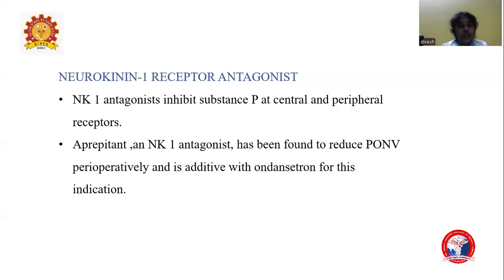Another group of drugs is the neurokinin 1 receptor antagonists. The neurokinin 1 receptor antagonist acts by inhibiting substance P at the central and peripheral receptors. The drug we use among the NK1 receptor antagonists is aprepitant, which has been found to reduce post-op nausea and vomiting perioperatively, and it's additive with ondansetron for this indication. So aprepitant will be given along with ondansetron to reduce post-operative nausea and vomiting.